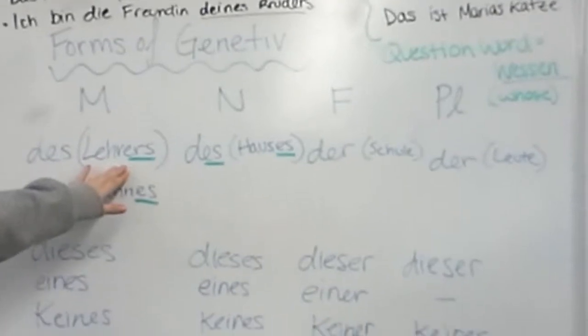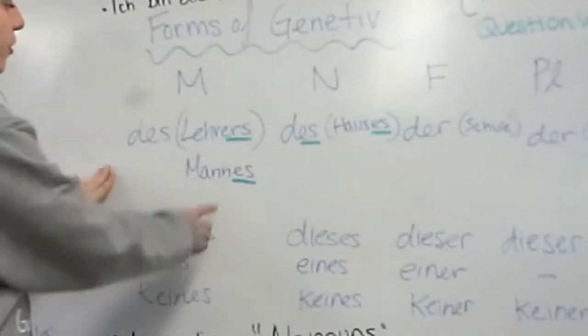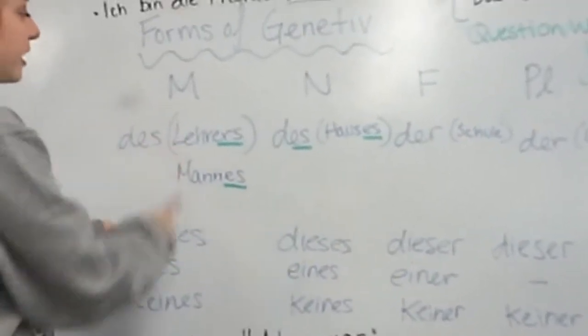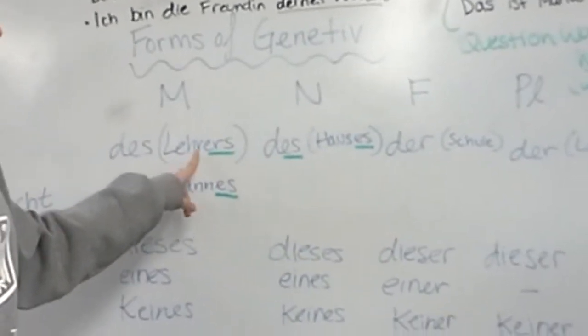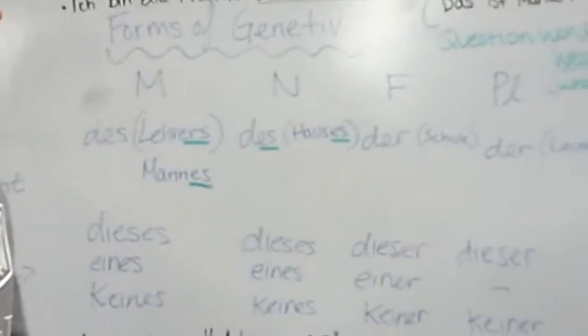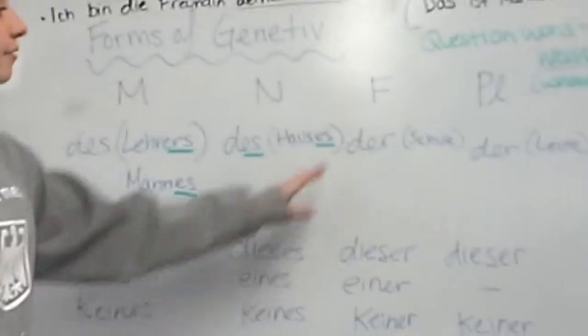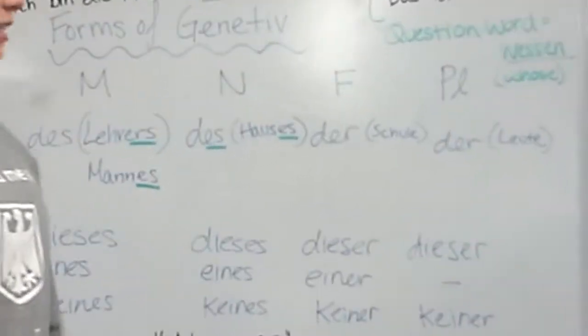Des Lehrers, of the teacher. We see here that the es that normally goes with any other masculine noun in the genitive is not included, because we don't need it for Lehrer since there is an e already before the r. We have des Hauses for neuter, of the house. We have der Schule for feminine, of the school. And we have plural, der Leute, of the people.